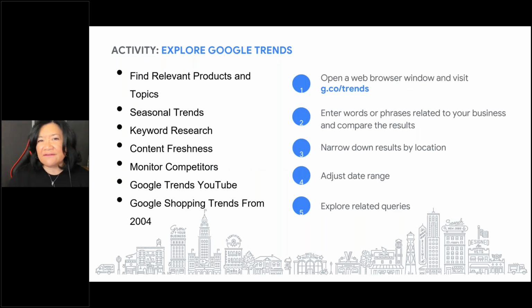So let's dive a little deeper in here before we move to the next topic, which is finding out what the relevant products and topics are. You can see seasonal trends, like I said. You can know exactly what words people use to find you, to find somebody in your industry, or even to find your competitor.